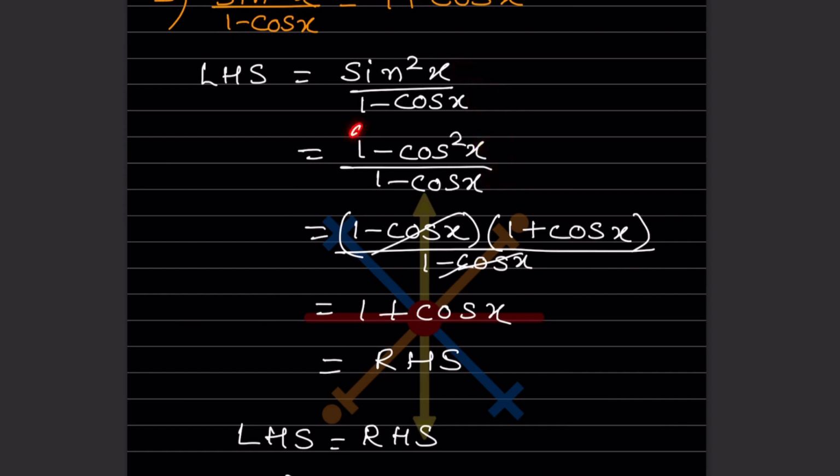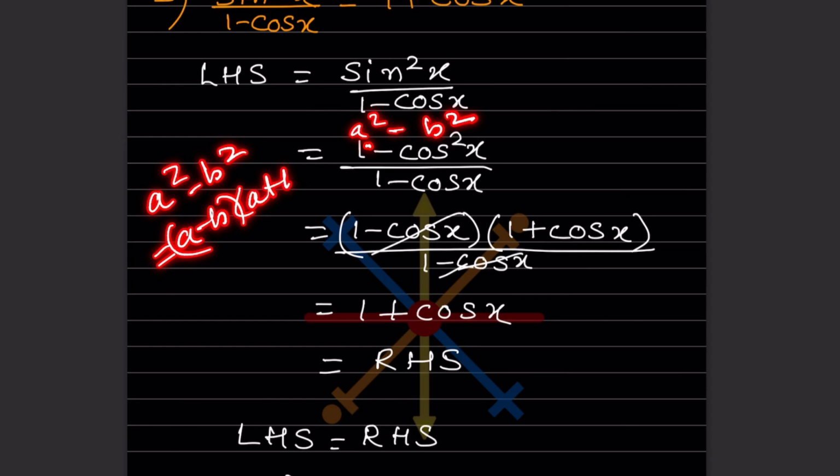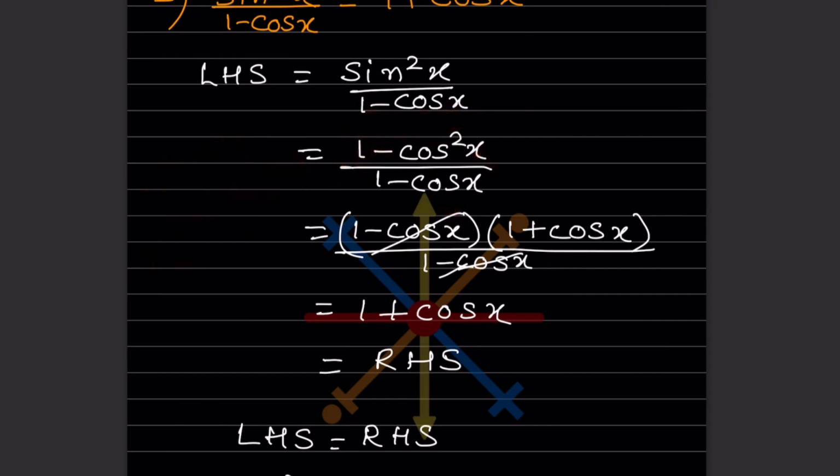So now see what is this here, a square minus b square. So now this we can write as a minus b times a plus b. Because here it's 1, we can write 1 square as well. So we can use this formula. So a minus b and a plus b means this a is 1 and b is cos x. So you can write here 1 minus cos x and 1 plus cos x. This is important, and the denominator is the same. So what we can do here, we can cancel this and this one. So what remains is 1 plus cos x, then that is RHS.